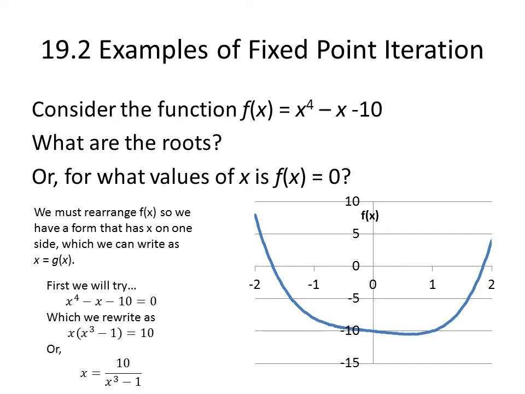First, we'll try taking our f of x equals 0 and we rewrite it. And here you'll see that I took 10 to the right side, then I took x out of the remaining numbers on the left, and then rearranged it so that I had x equals 10 over the quantity x cubed minus 1. So with this version, I have a sample g of x on the right, where x equals g of x is the kind of rearrangement that I got to.